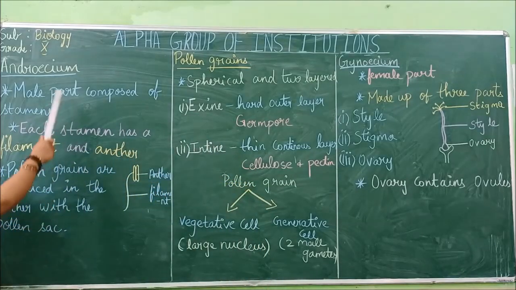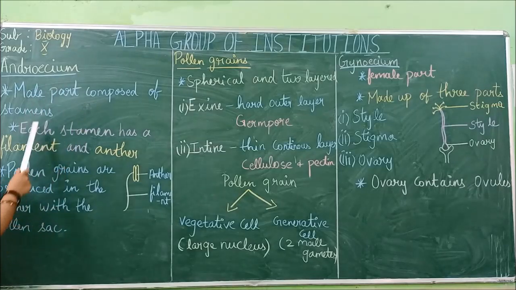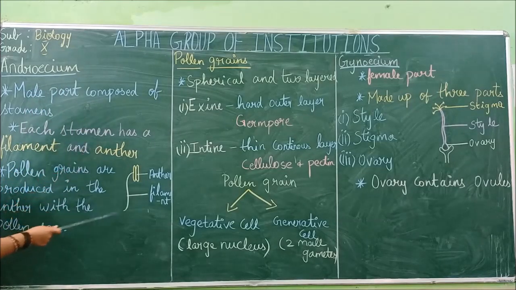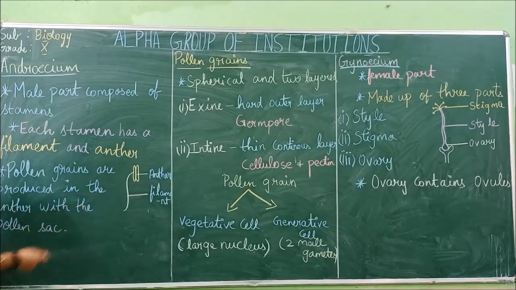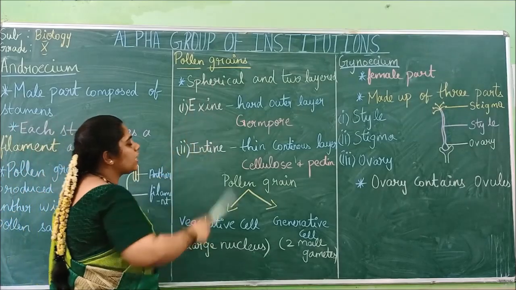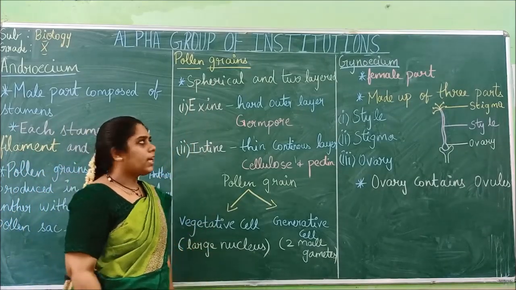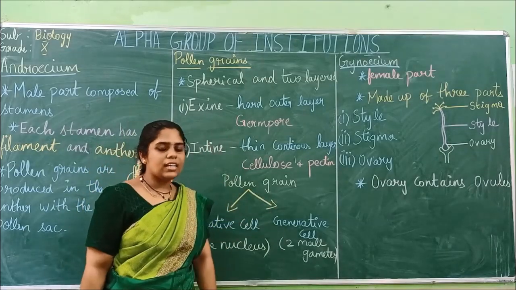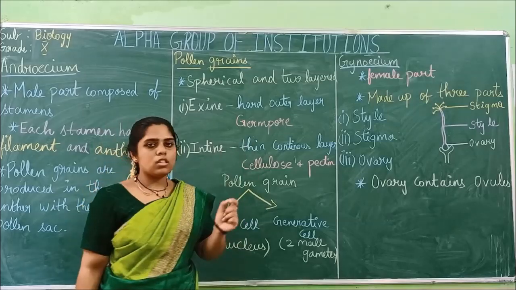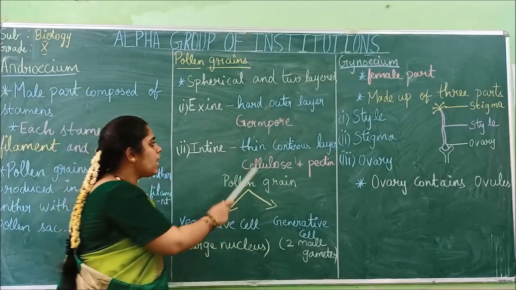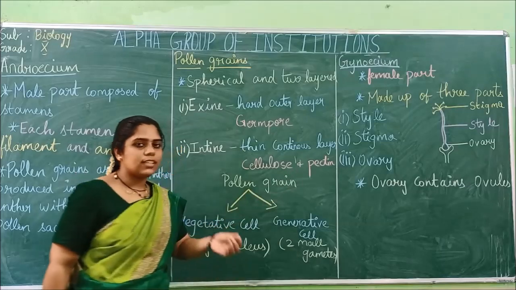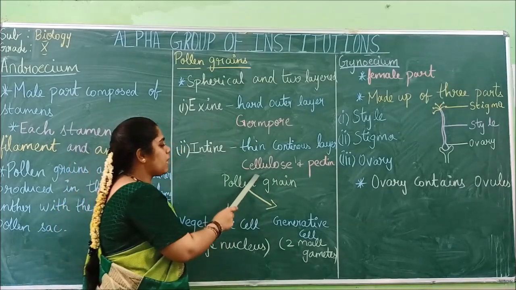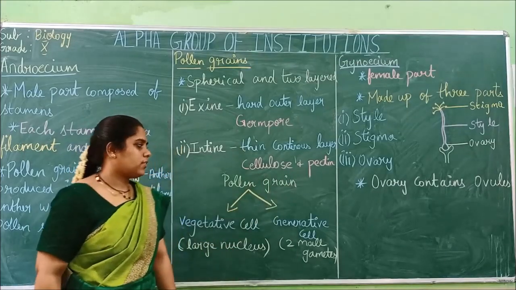We saw what is androecium, the male part. It has stamens, and each stamen has a filament and anther. Pollen grains are present in the anther, inside the pollen sac. Next we saw the pollen grains, which are spherical and two layered. What are those two layers? Exine and intine. Exine is a very hard outer layer. It has small pores called germ pores, and intine is a thin continuous layer made up of cellulose and pectin.